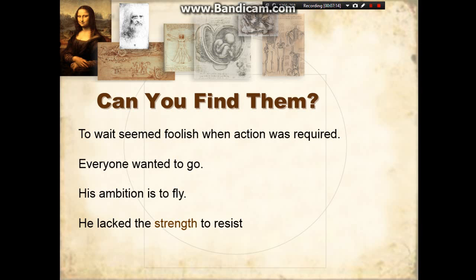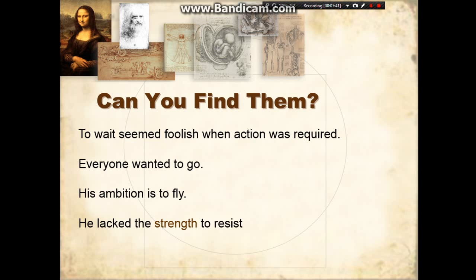All right, so infinitives are really hard to find. You just have to make sure you don't mess up and find a preposition and say it's an infinitive. So if you look, to wait, wait is your verb. So to wait seems foolish when action was required. In this case, it's acting as a subject. By the way, I think you're supposed to be writing these examples down underneath on the bottom part of your flap. So do that right now as I'm reading them. Pause if you need to.